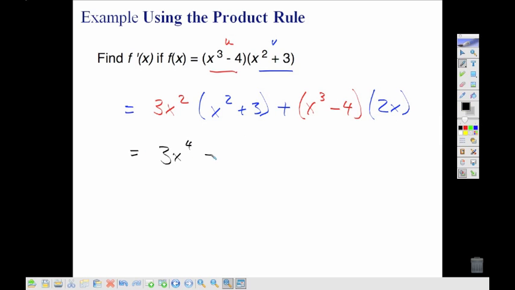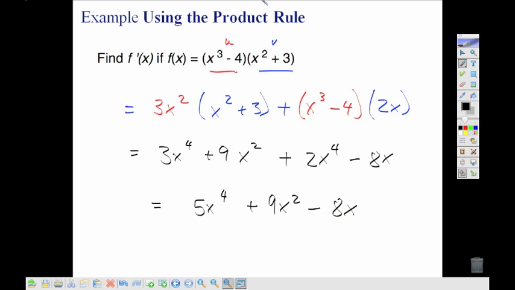Now we'll multiply that out. And we'll add it together to simplify. And that's the product rule.